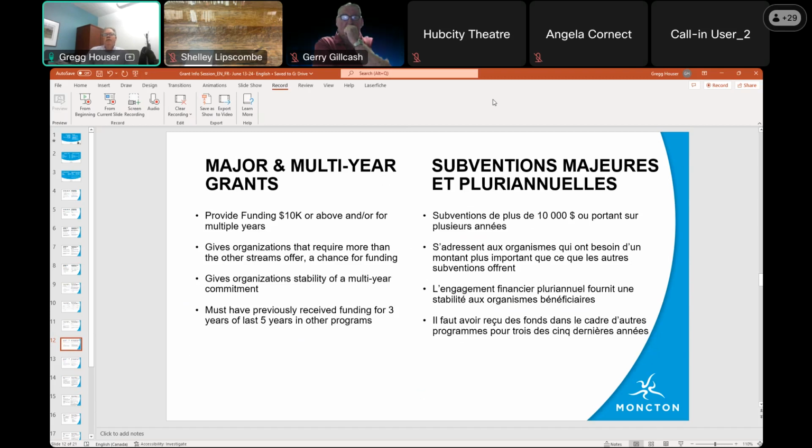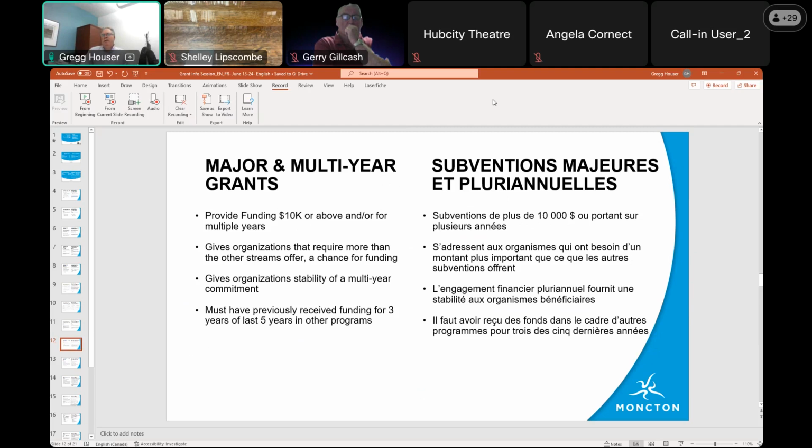One of the things we've changed this year, and one of the reasons for having this presentation, is that in order to apply for a major multi-year grant, you must have previously received funding for 3 of the last 5 years in other programs. So for instance, if you had been in the cultural area or in the quality of life or in immigration, you would have had to go through that program first, basically, if you're applying for the major multi-year.